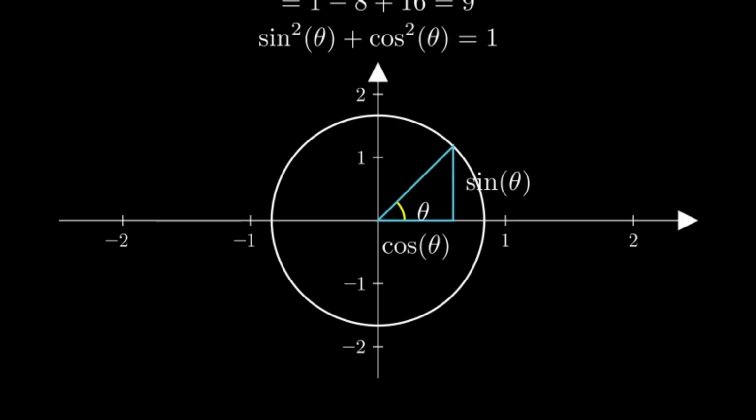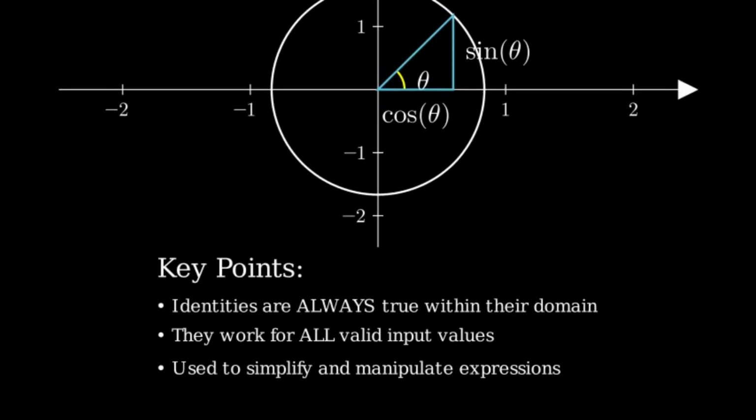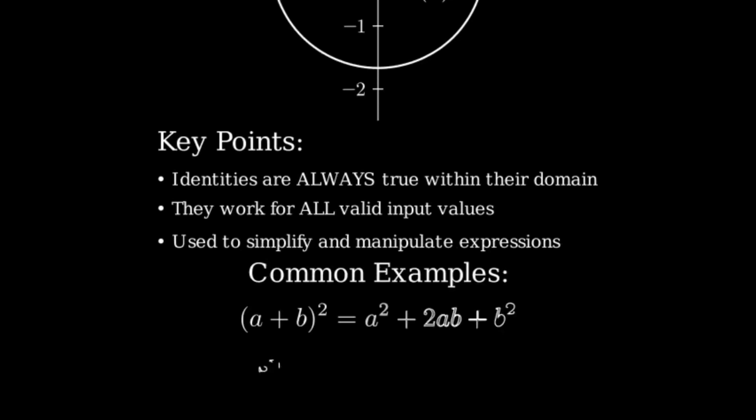To summarize, identities are equations that are always true for all valid values of their variables. They are fundamental tools in mathematics that help us manipulate and simplify expressions. Common examples include algebraic identities like the square of a binomial and trigonometric identities like sine squared plus cosine squared equals 1.